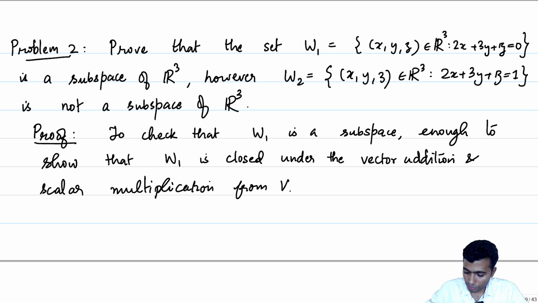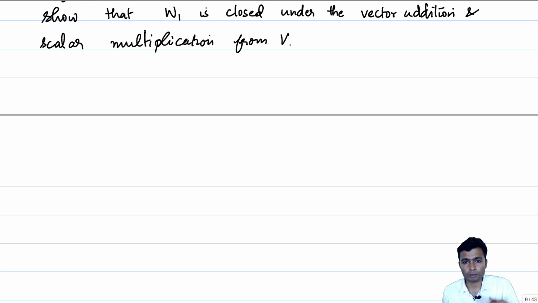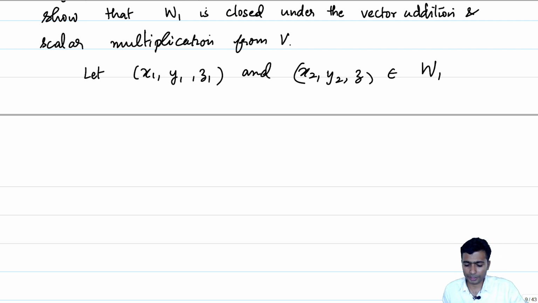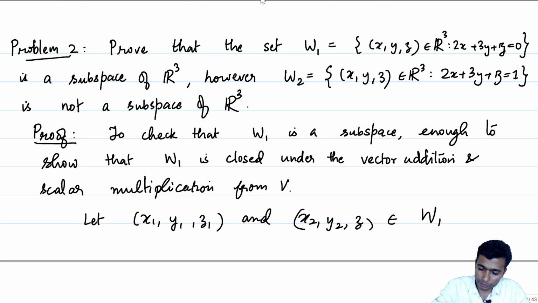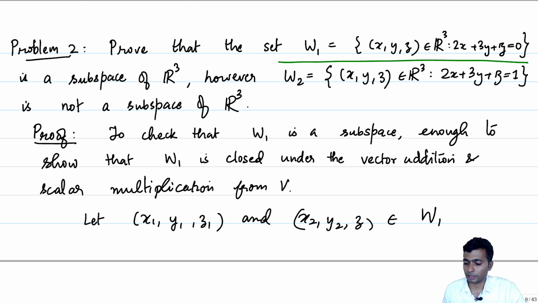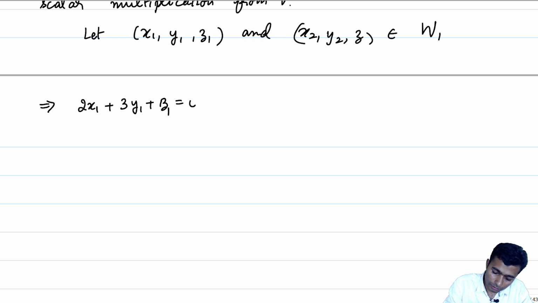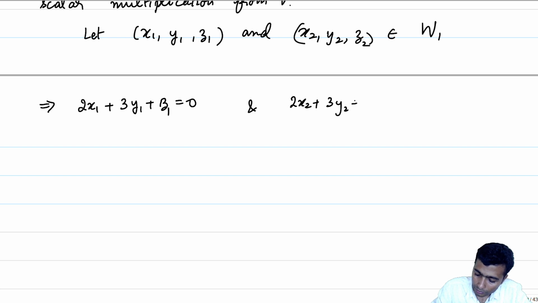So, let us take 2 elements and look for whether vector addition of those 2 elements in W1 gives us back an element in W1. So, let (x1, y1, z1) and (x2, y2, z2) be 2 vectors in W1. What does it mean to say that something is in W1? Let me go back and remind you what W1 is. W1 is the set of all (x, y, z) such that 2x plus 3y plus z is equal to 0. So, this implies 2x1 plus 3y1 plus z1 is equal to 0, and the fact that (x2, y2, z2) is in W1 implies that 2x2 plus 3y2 plus z2 is equal to the scalar 0.